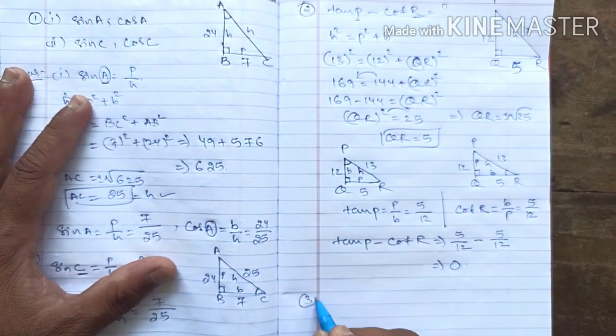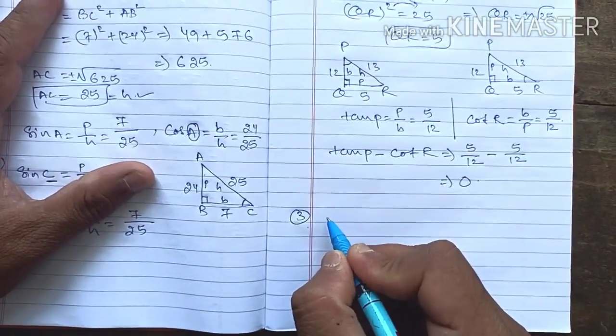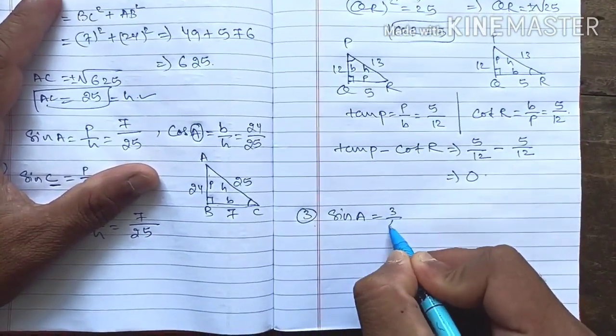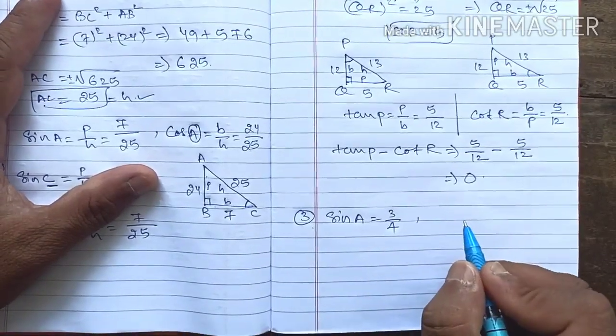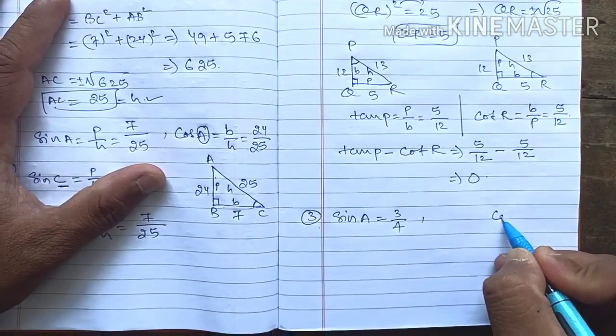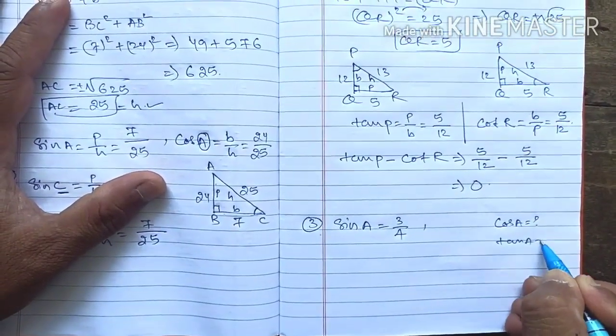Now question number 3. In question number 3 it says that if sine A equals 3 by 4, it is given. Calculate cos A and tan A. We have to calculate cos A and tan A.